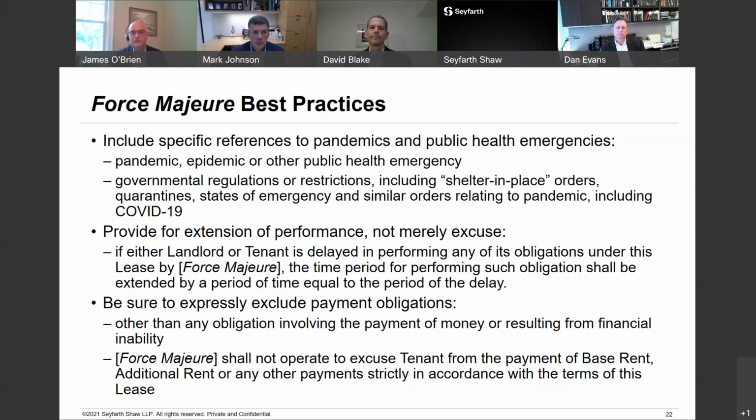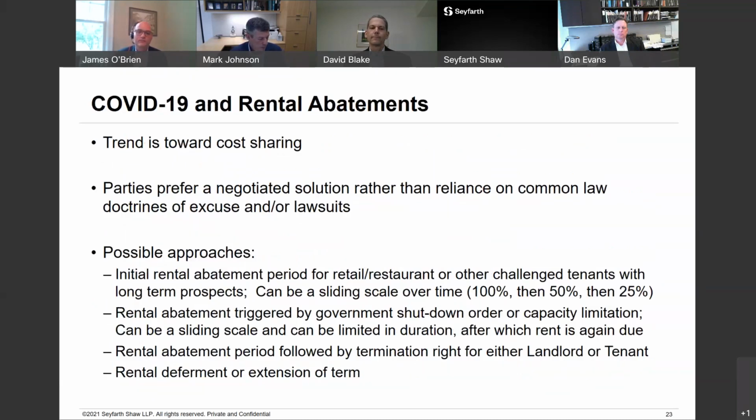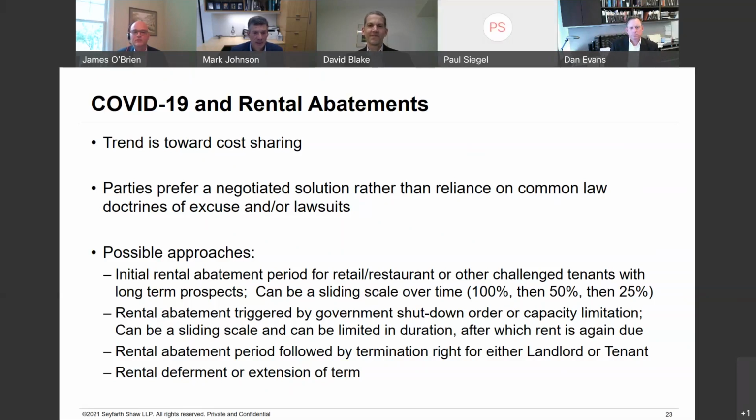So let's flip over to the next slide, please. Okay, next slide, please. Bueller. We see the next slide, Jim. It says COVID-19 and rental abatements. Is that what you're looking for? Well, thank you, because mine does not come up on my screen. So I will go. Oh, there we go. Flipped for me. I have a cheat sheet, so I could work toward that as well.